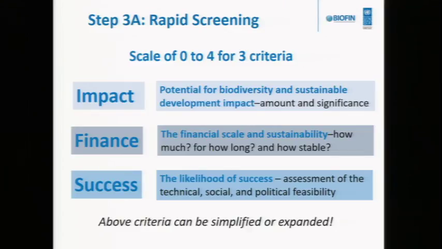Your rapid screening process, you really ask 3 questions, and these are incredibly important questions, and you need to ask all 3 of them. First one is impact, and by that we mean biodiversity impact. What is the potential for biodiversity and sustainable development impact, both amount, so scale, as well as significance? You might be able to leverage a finance solution that has a big impact scale-wise, but it's not a particularly useful ecosystem. How is that important to you? You might be able to leverage a finance solution that's fantastic for a threatened erica flower, but it's only in one little patch. You know, is that of national significance? So you need to think about that.